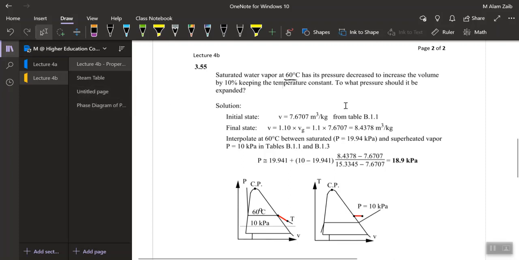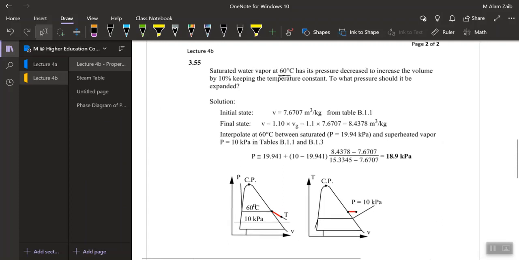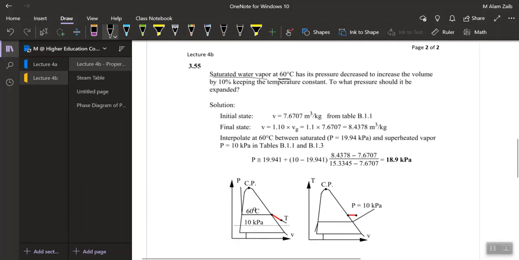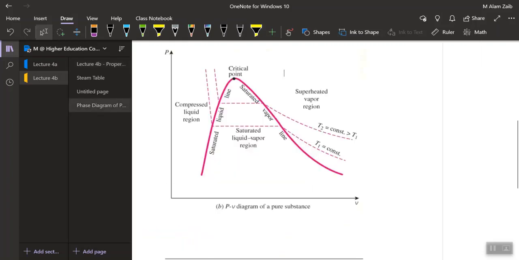So we have a temperature of the saturated liquid. If you can imagine saturated liquid at 60 degrees centigrade, definitely it would have a saturation pressure. Now the pressure is decreased. Let's say, in a phase diagram, we have a temperature of 60 degrees centigrade, and that temperature is constant. At that temperature we would have a pressure, which is the saturation pressure.